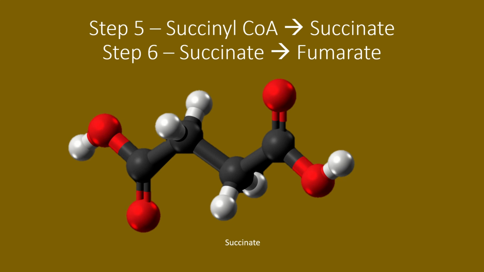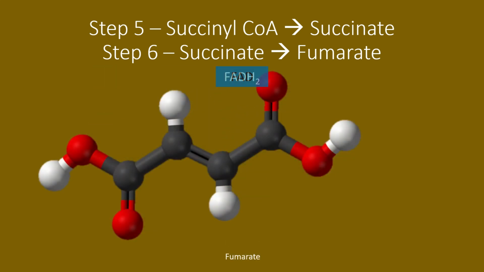In step 6, succinate undergoes a dehydrogenation reaction, which causes succinate to lose 2 hydrogen ions and 2 electrons to be picked up by a different electron acceptor called FAD to become FADH2. This takes the hydrogen ions and electrons to the electron transport chain to help make ATP. After this, it is converted into fumarate.